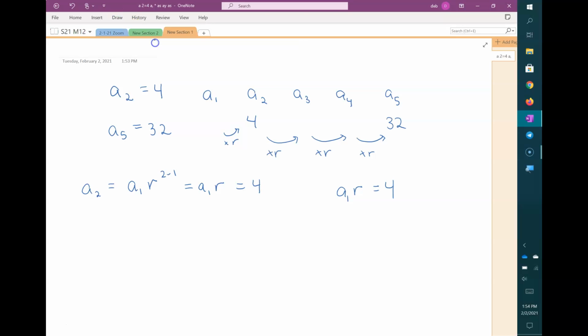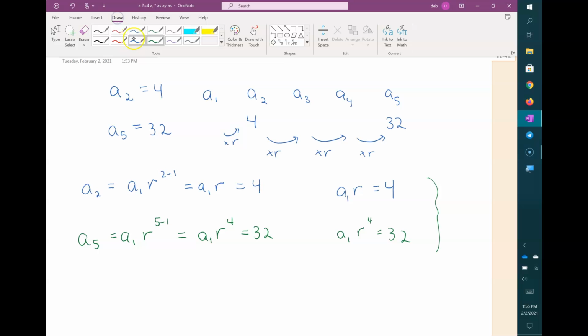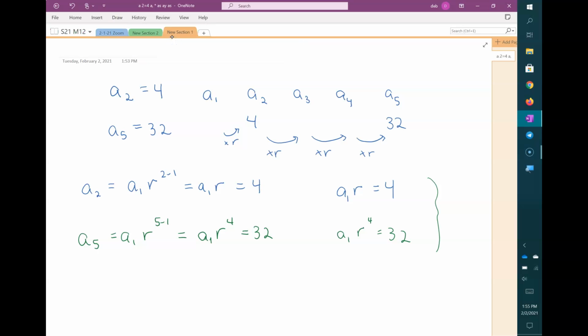Okay, then let me use the other piece of information I'm given, a sub 5, that equals a sub 1 r to the 5 minus 1, or a sub 1 r to the 4th power. And that equals 32. So now I have another equation, a sub 1 r to the 4th equals 32. Well, this is basically a system of equations with two things you don't know. You don't know a sub 1 and you don't know r. But there's two equations, so that's enough information to solve for the two things you don't know.